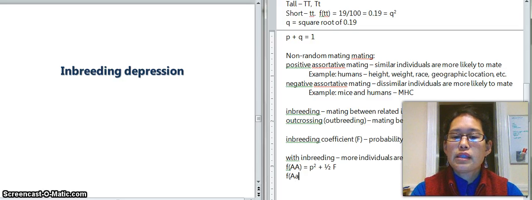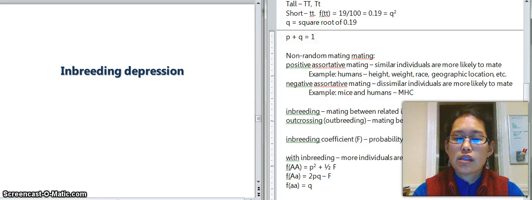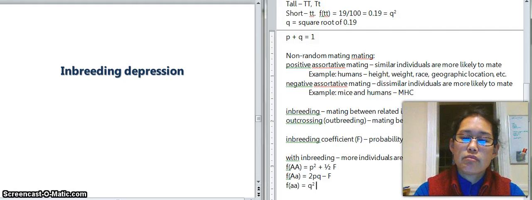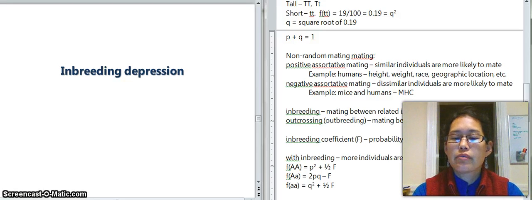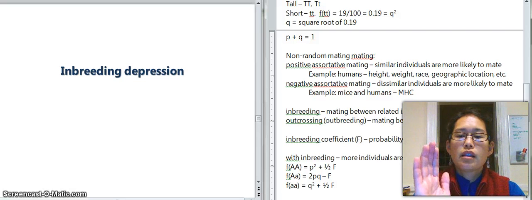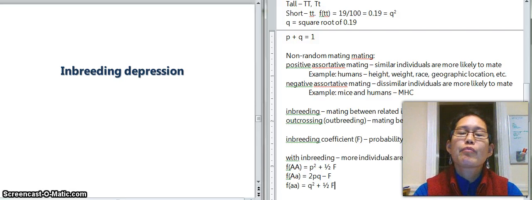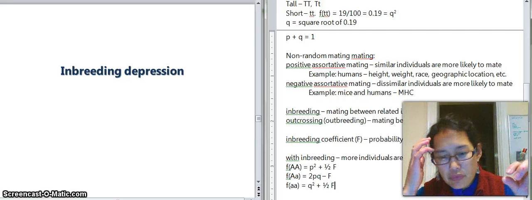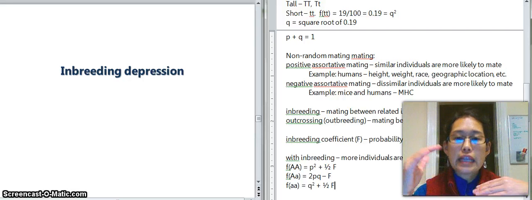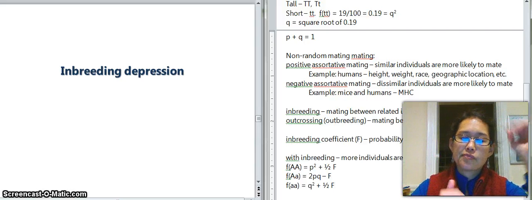And then the frequency of heterozygotes, 2PQ, also decreases based on the inbreeding coefficient. And likewise, the frequency of recessive homozygotes increases to the same degree. All right, so F is the probability that two alleles are identical by descent, and it is also the degree to which we expect homozygosity to increase and heterozygosity to decrease.